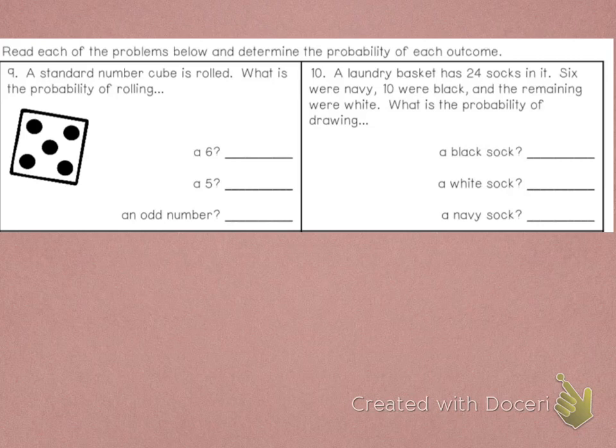Okay, so let's now move on to numbers 9 and 10. It says, read each of the problems below and determine the probability of each outcome. So, a standard number cube is rolled. What is the probability of rolling a 6? So we know that on a cube, it's numbers 1, 2, 3, 4, 5, 6.